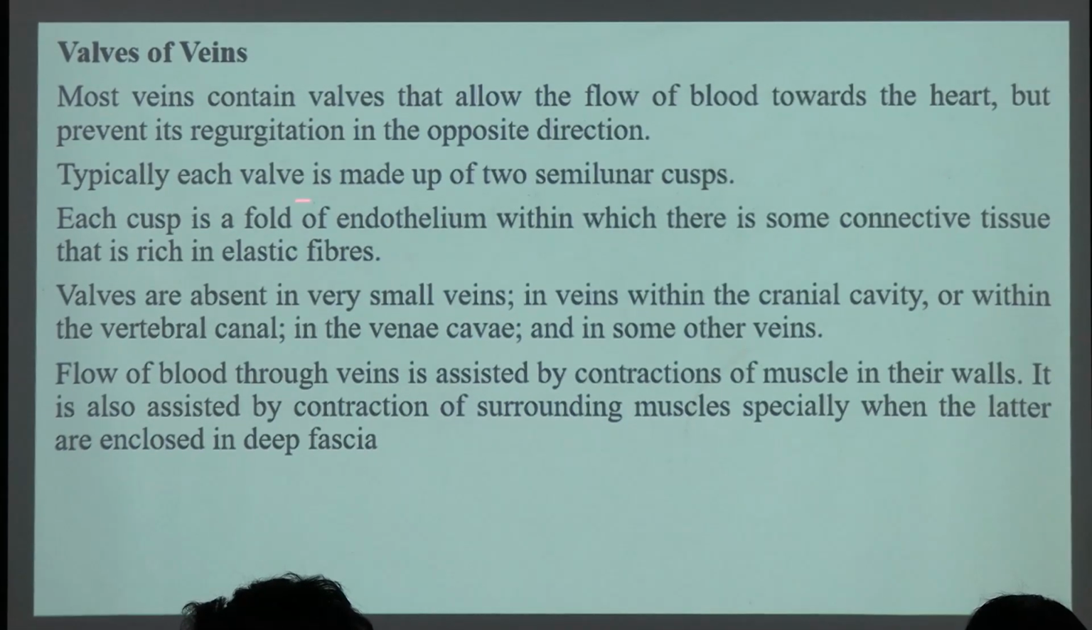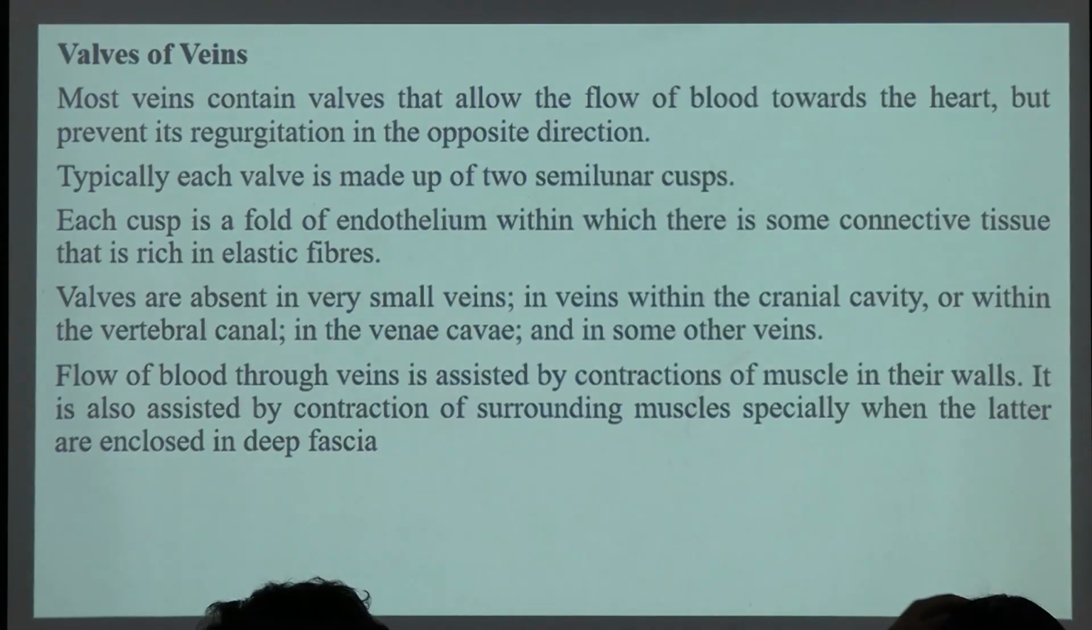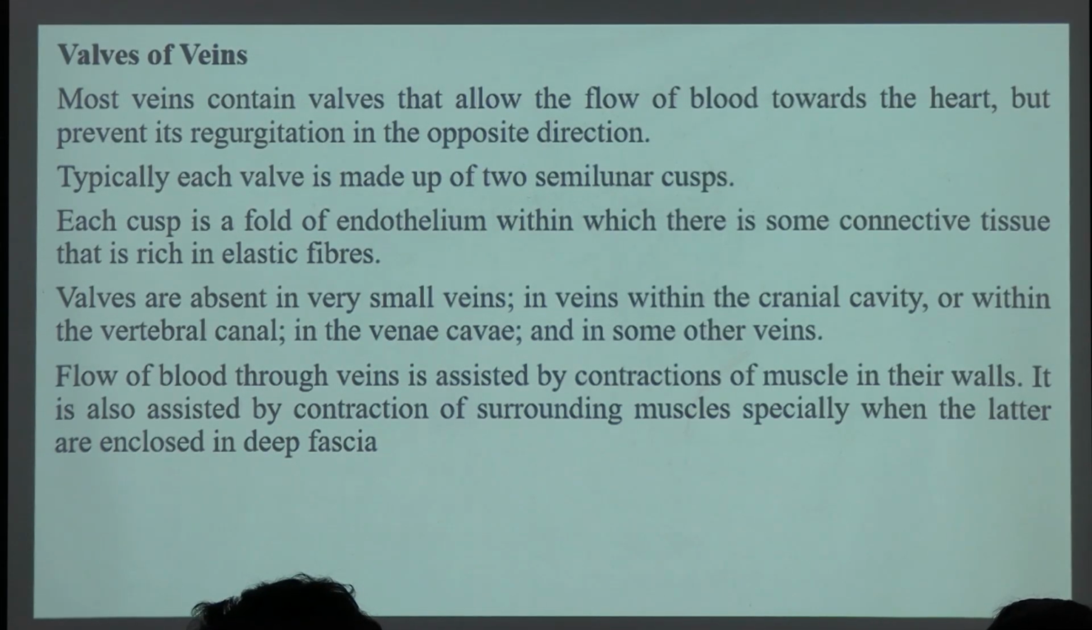Now, first of all, typically each valve is made up of two semilunar cusps. Okay, so there are two cusps, that also semilunar in shape. Each cusp is made up of endothelium, along with that some connective tissue and rich elastic fibers are there. This is the structure.